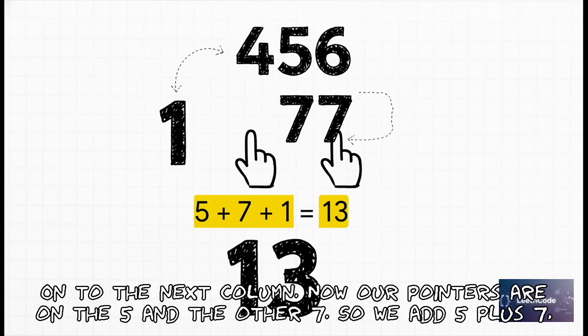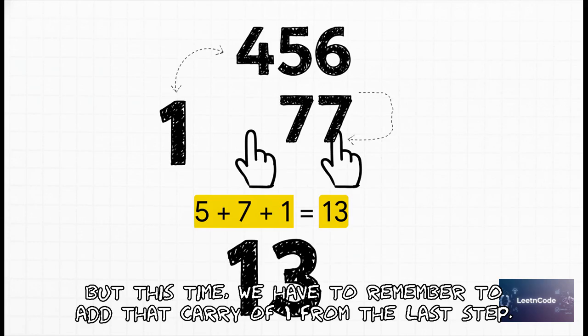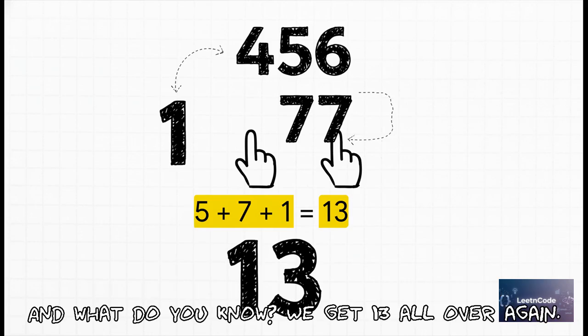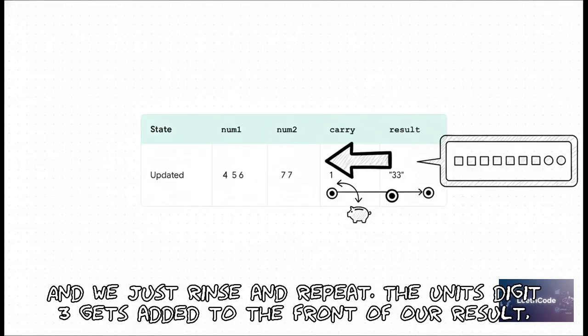On to the next column. Now our pointers are on the 5 and the other 7. So we add 5 plus 7, but this time we have to remember to add that carry of 1 from the last step. And what do you know? We get 13 all over again. And we just rinse and repeat.